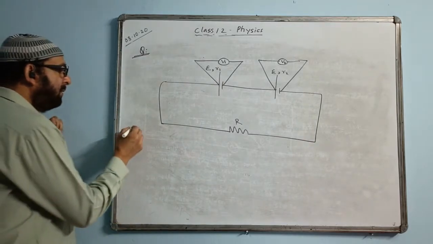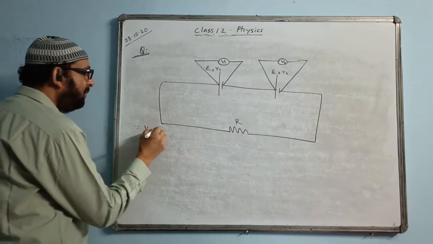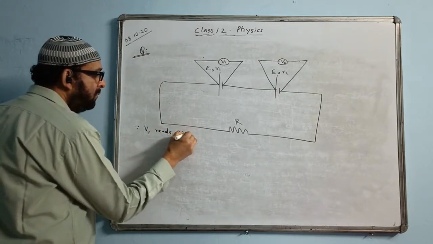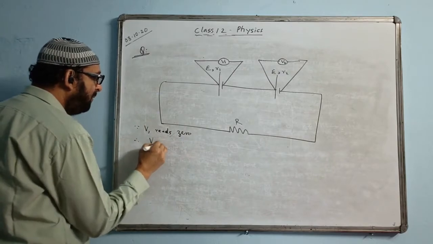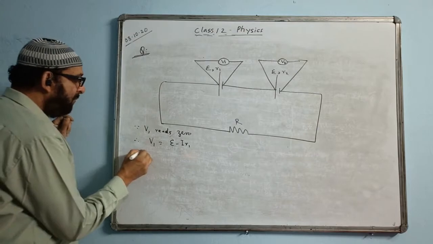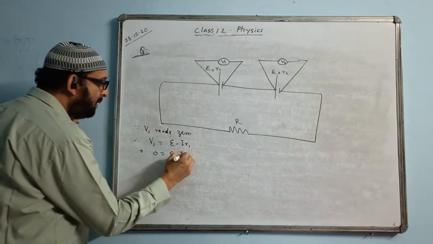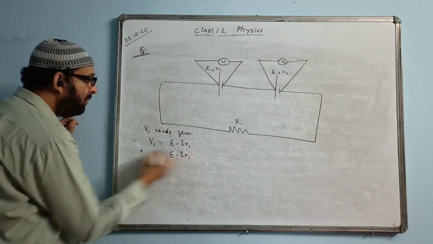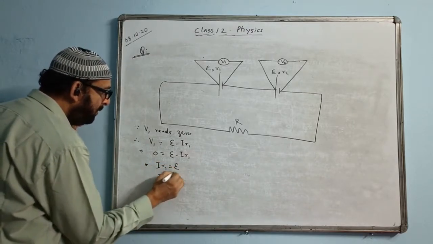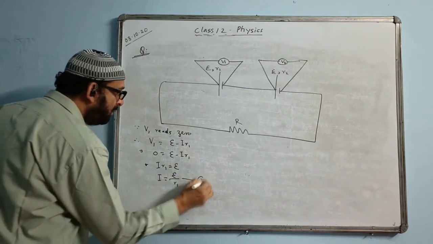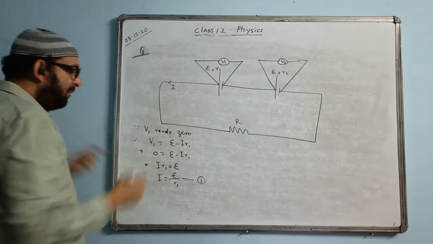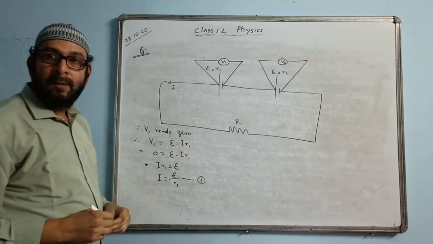Since V1 reads 0, the formula for V1 is E minus I R1. V1 is 0, so it will become E minus I R1 equals 0. Find the value of current from here. You get I R1 is equal to E. I value will be E upon R1. This is equation number 1. That is, the current value from the circuit will be E upon R1.